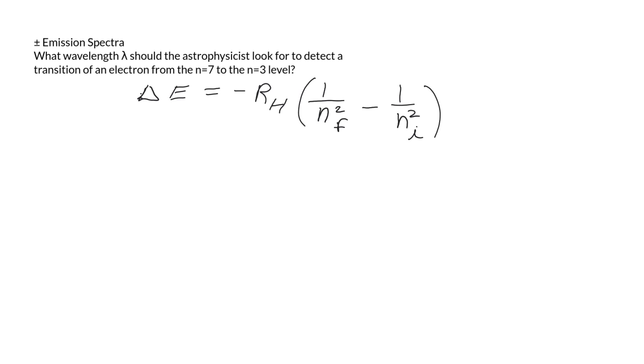For this version, the Rydberg constant has energy in joules, and that's going to be 2.179 times 10 to the negative 18 joules.